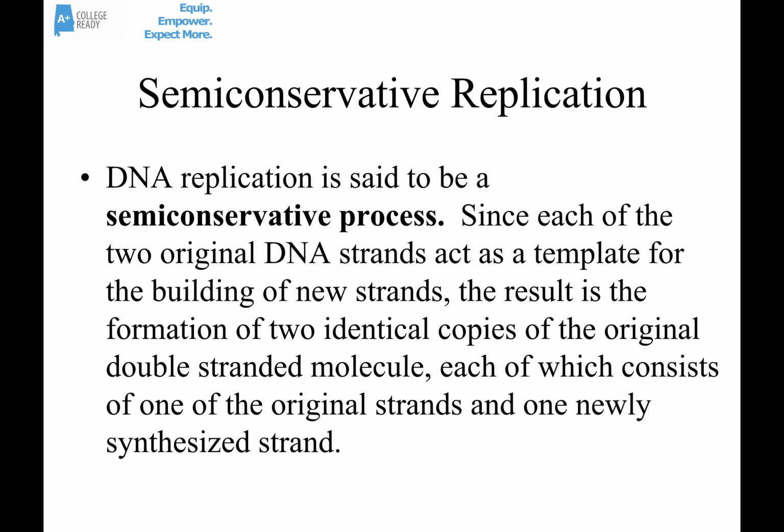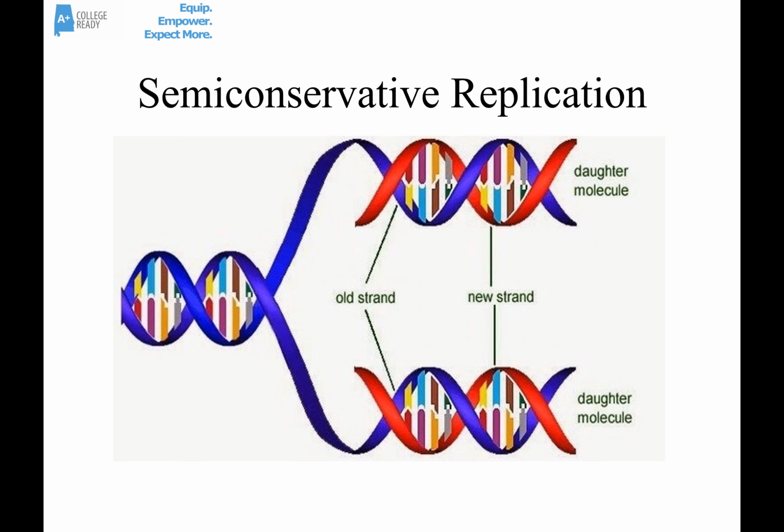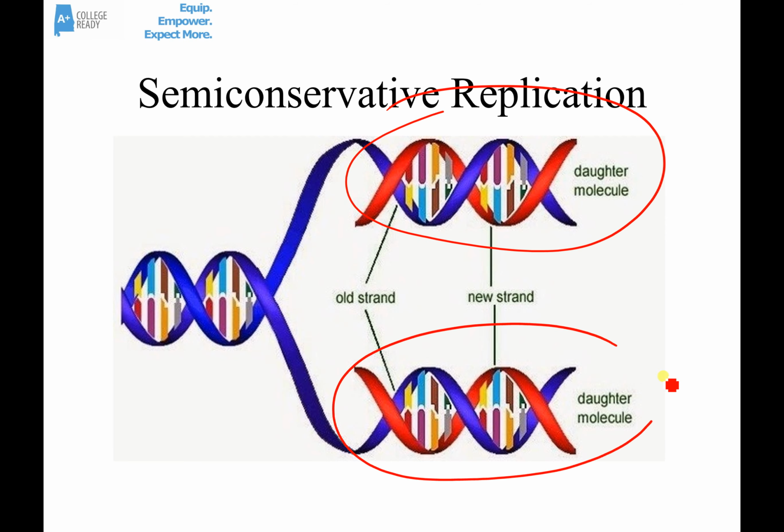So oftentimes DNA replication is said to be semi-conservative. Both of the two original DNA strands act as a template for building new strands. So that means that the two new chromosomes that you get, like so, each one of these two pieces of DNA consists of one original strand shown in blue and one new strand shown in red. So that's why it's semi-conservative. Semi means half. So each new piece of DNA is half old, half new.